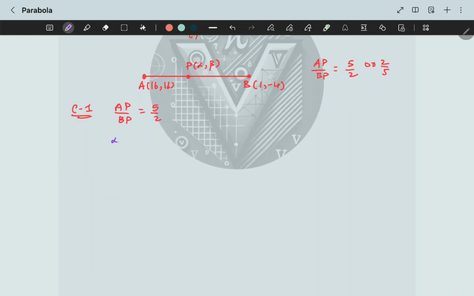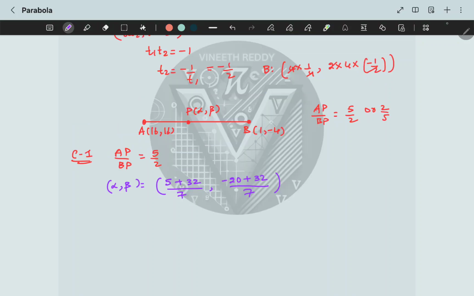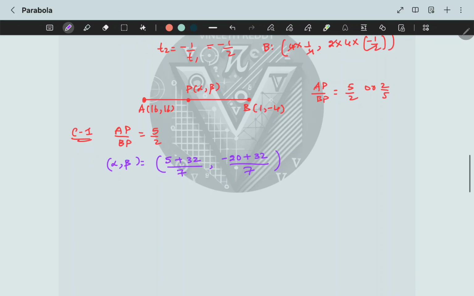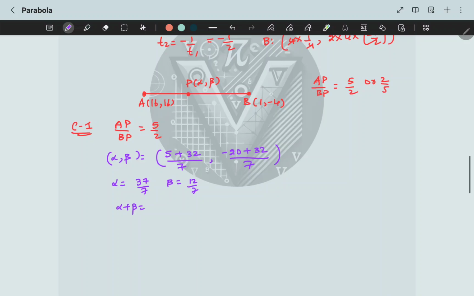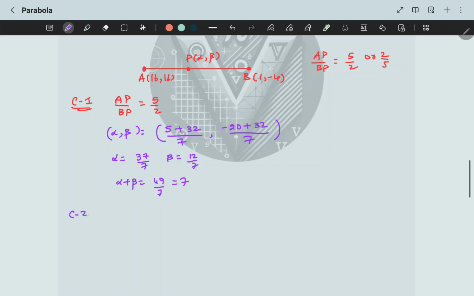So alpha comma beta, if I apply the section formula, I get 5 into 1 is 5 plus 2 into 16 is 32, divided by 5 plus 2 is 7. Again 5 into minus 4 is minus 20 plus 2 into 16 is 32, divided by 7. So alpha is 37 divided by 7 and beta is 12 by 7. So alpha plus beta in this case is 37 plus 12, that is 49 by 7, which is 7. Okay, now case 2.